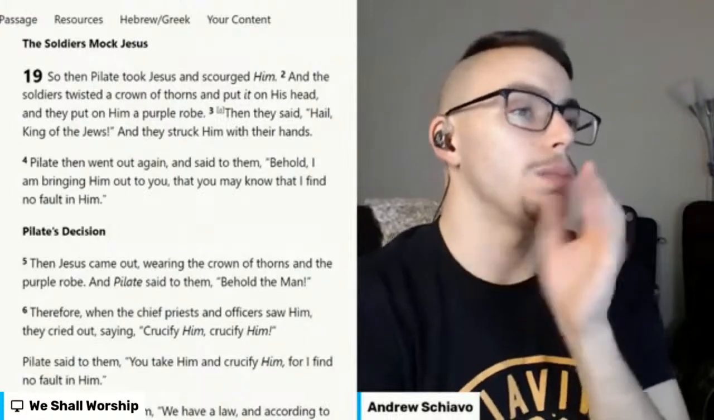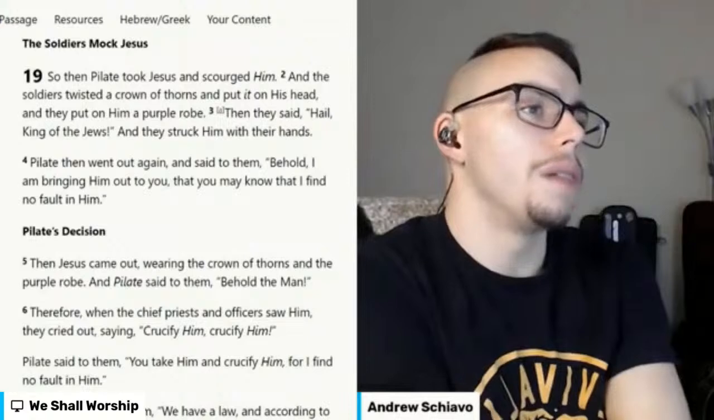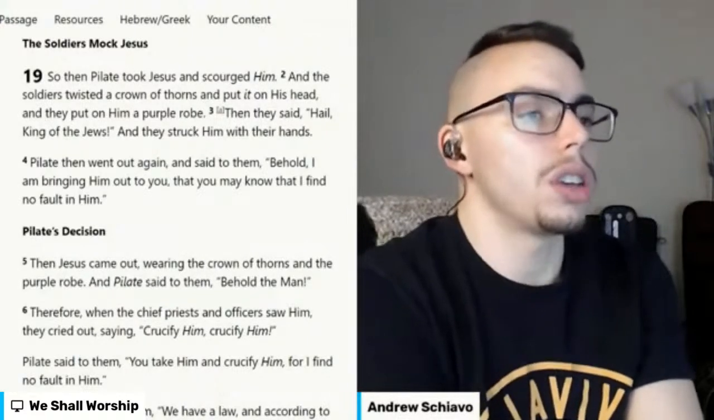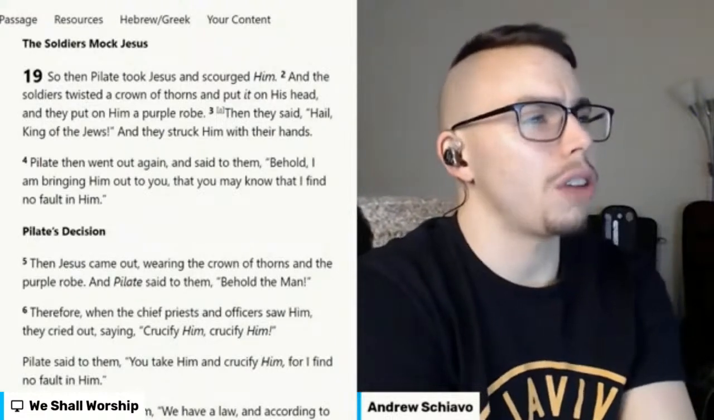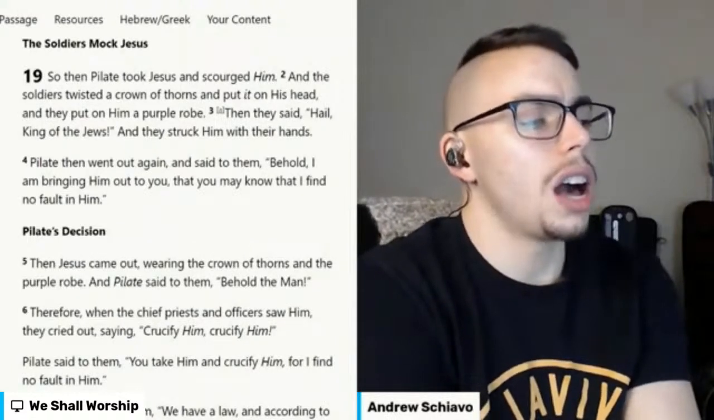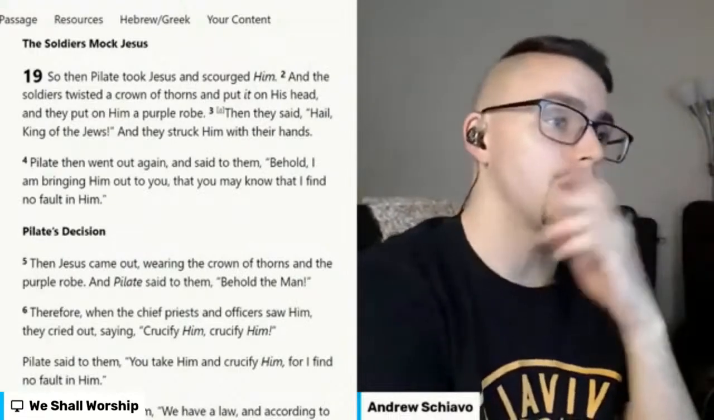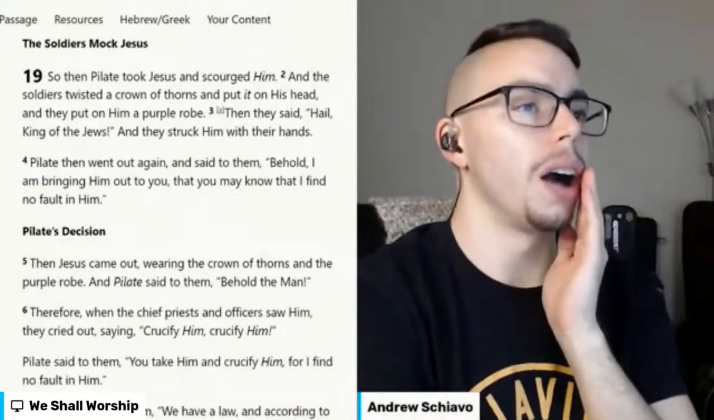So the guards did this. Pilate was maybe thinking, maybe they're going to lash him, and that would be the end of it. I think I saw a depiction of this, maybe in The Passion of the Christ, where a group of people ran and said stop, but I think it was Pilate, and they saw that Jesus was messed up.